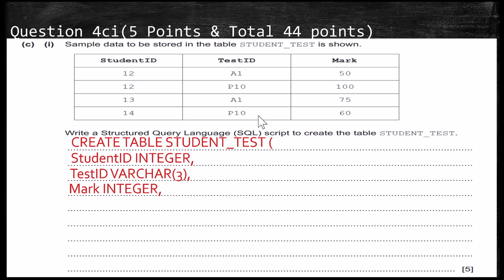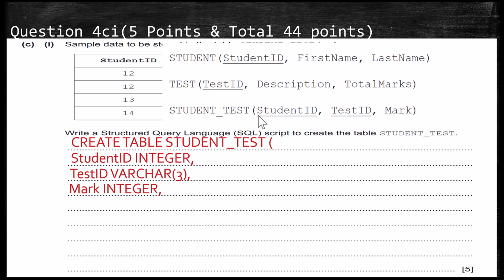It's a primary key that contains 2 or more columns, and that is student ID and test ID. So I need to make those my primary keys. So what I'm going to do is look back, and you can see here are the primary keys. Primary key, student ID, comma, test ID. That will make it a primary key.